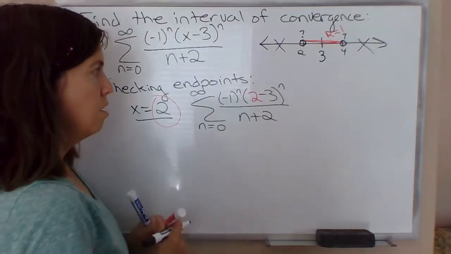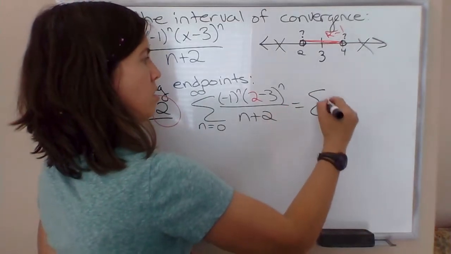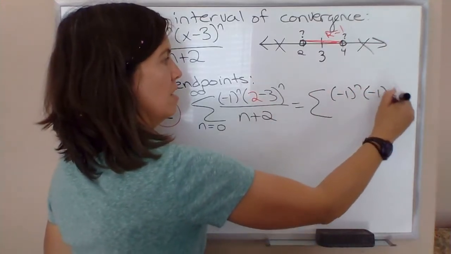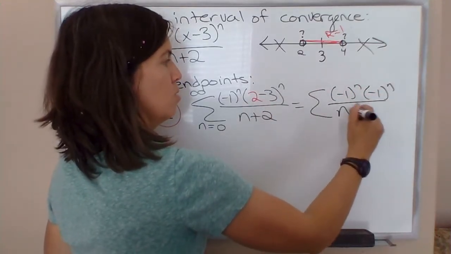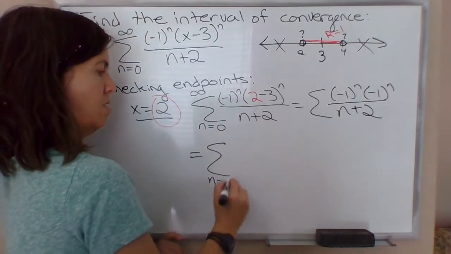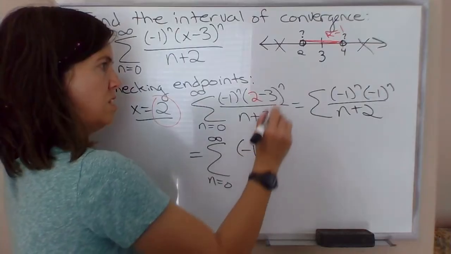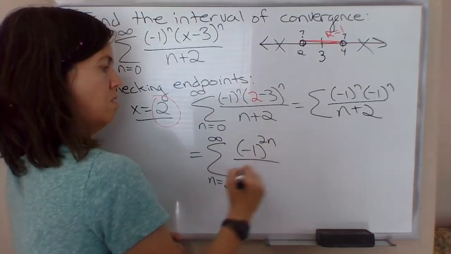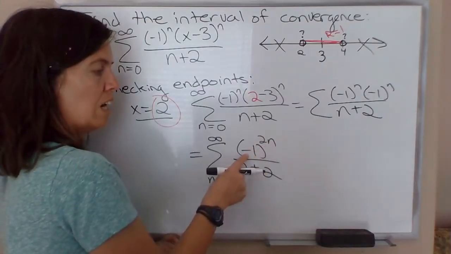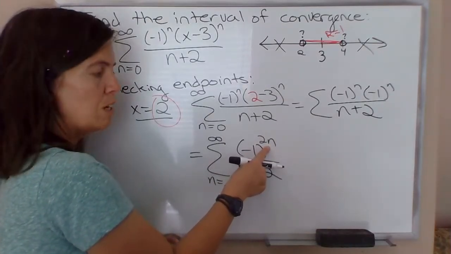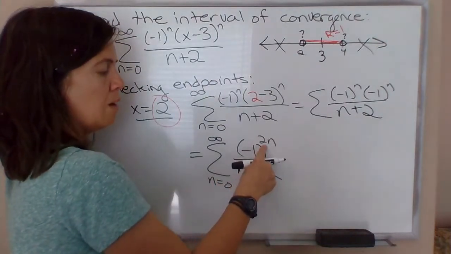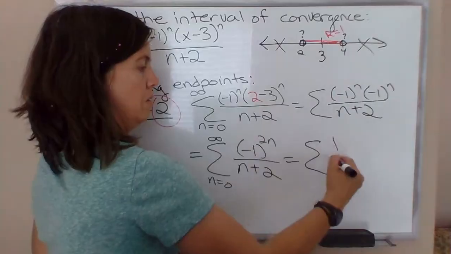Okay. And so that's -1 to the n times, this is also -1 to the n over n plus 2. And so that's -1 to the n plus n, so 2n over n plus 2. And so for any integer n, you're going to have -1 to an even power. I mean, that's what an even power is. It's a multiple of 2. So if this is always to an even power, then that numerator is just 1.